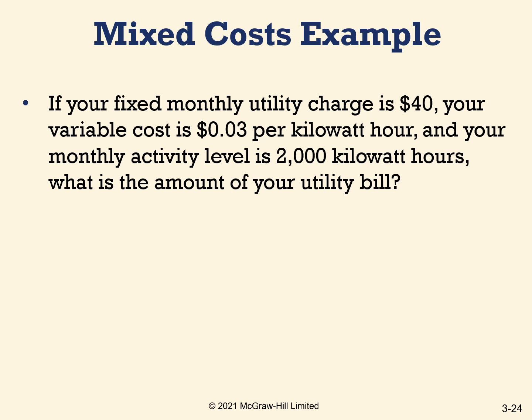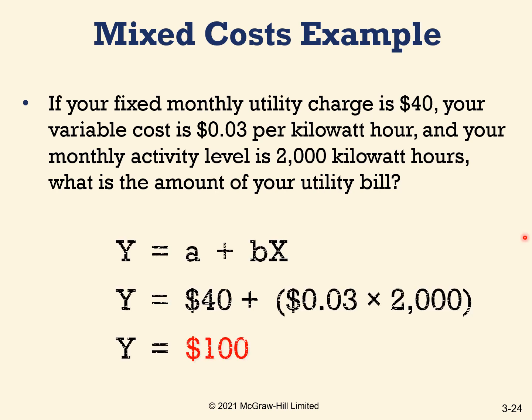So if our fixed monthly utility charge is $40, our variable cost per unit is 3 cents per kilowatt hour, and your monthly activity level is 2,000 kilowatt hours, what is the amount of our utility bill? Let's take a look at our formula. Our formula, remember, is y equals a plus b times x. Our a is our fixed cost, and in this case, our fixed monthly utility charge was $40.